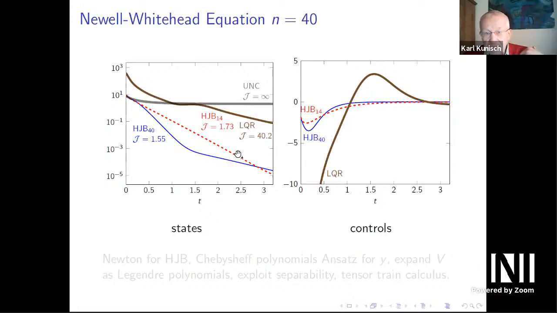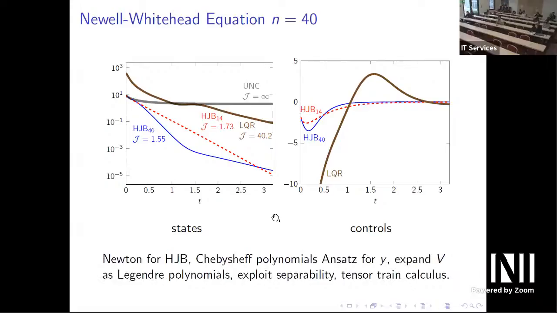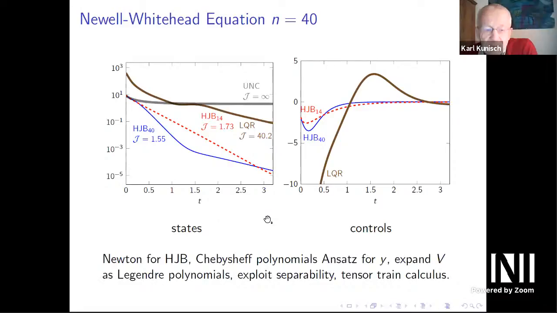HJB feedback, after discretization of the PDE to get high-dimensional ODEs, a 14-dimensional ODE, we solve the HJB, we nicely tend towards 0. With higher dimensions of approximation, we go to 0 more perfectly. The cost of the control is much cheaper than the LQR approach. Now, what did we actually do? Quickly, what we did to get these results. In one word, they are based on tensor train calculus.